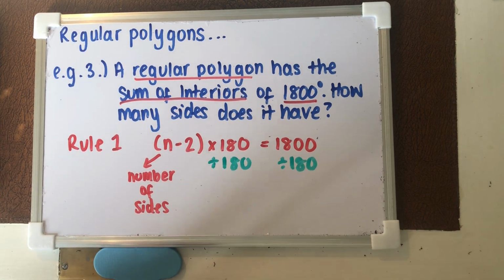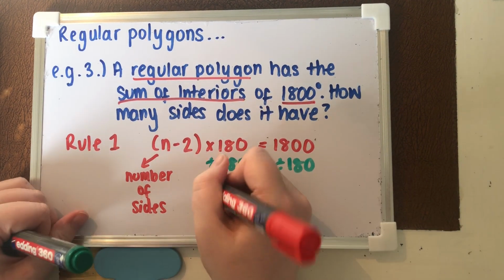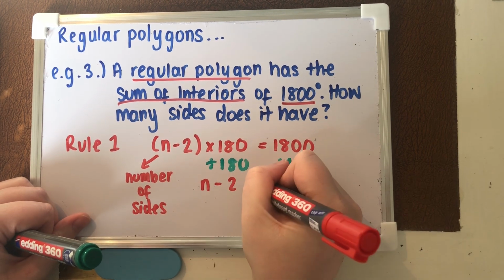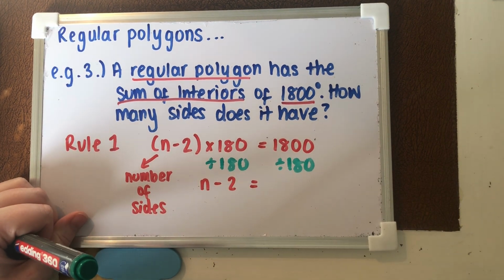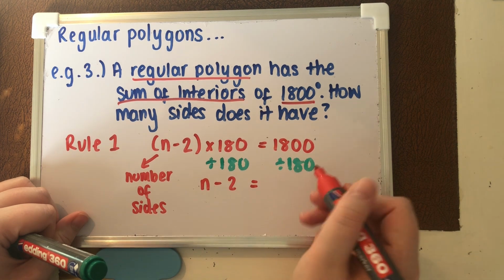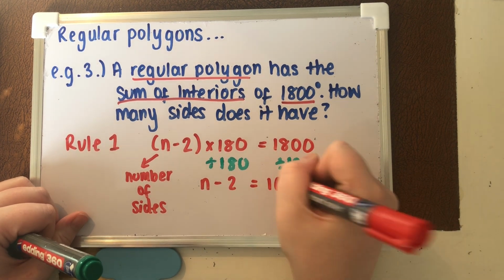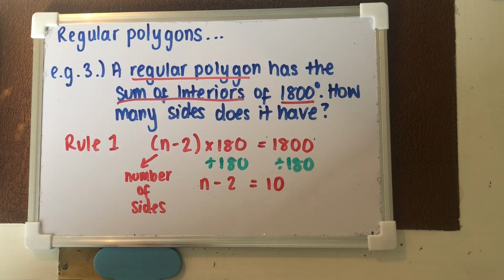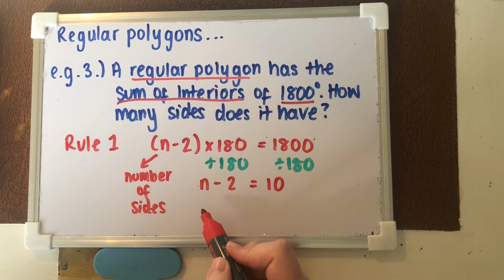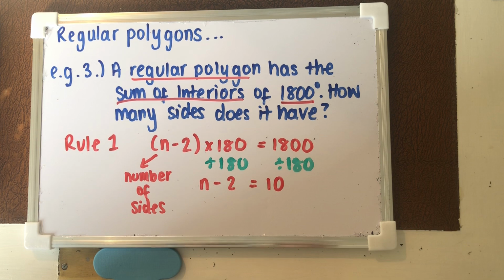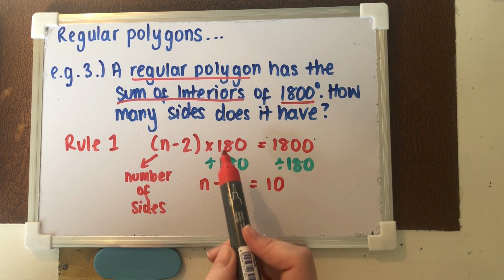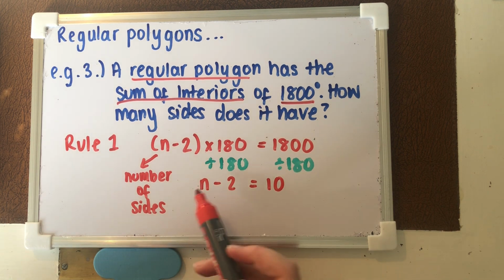Okay, because then we'll just be left with this part here. So you can write it in brackets, but I'm not going to. So n take away 2 is equal to that divided by 180, so that'd be 10. Again, you can use a calculator. Okay, so this is actually telling us the number of triangles. So remember last time I was saying about how you can split it up into triangles to work out what you need to times by 180. So this is the number of triangles.